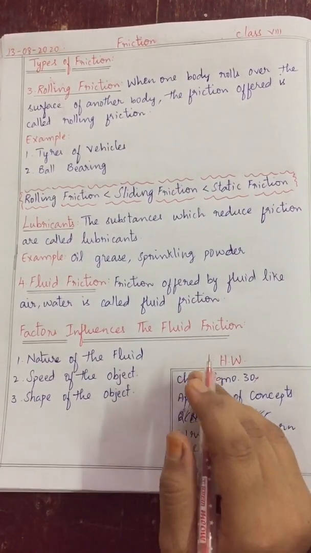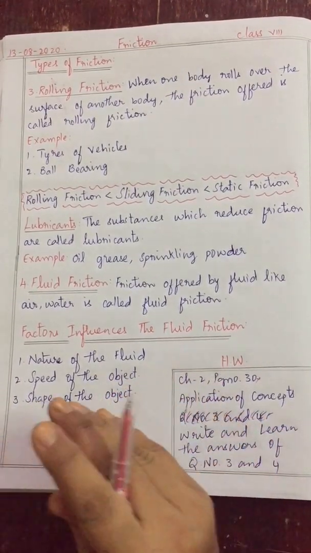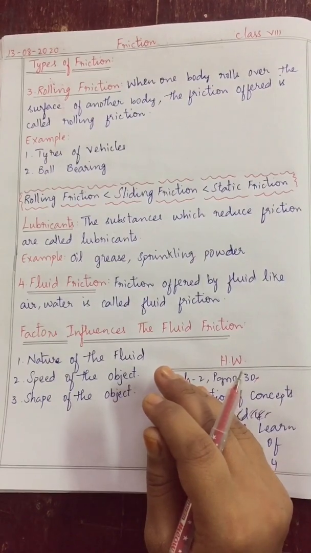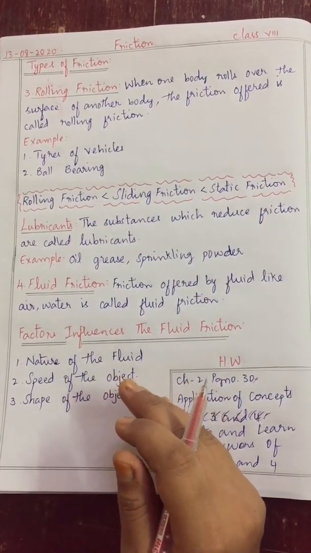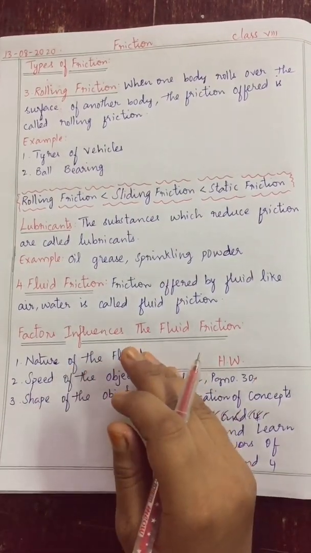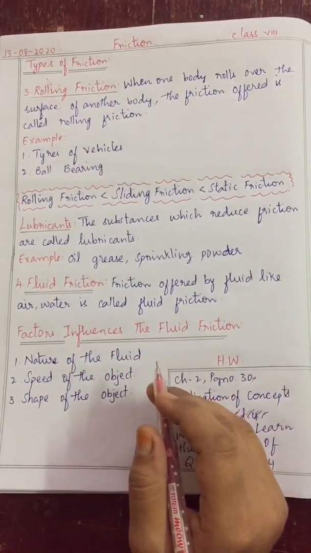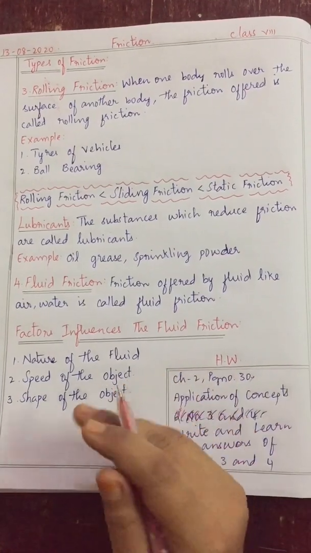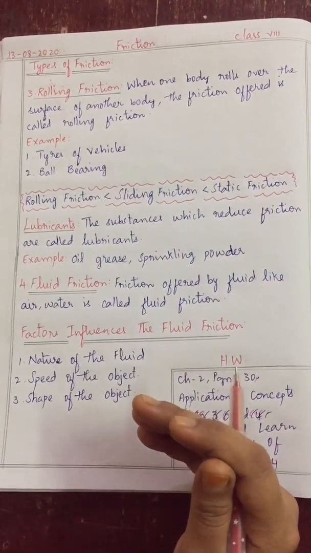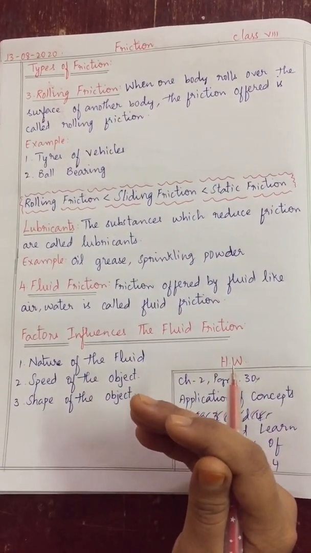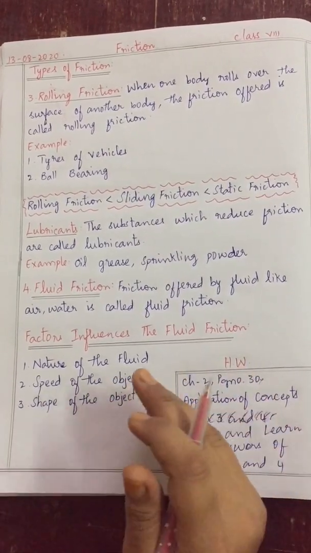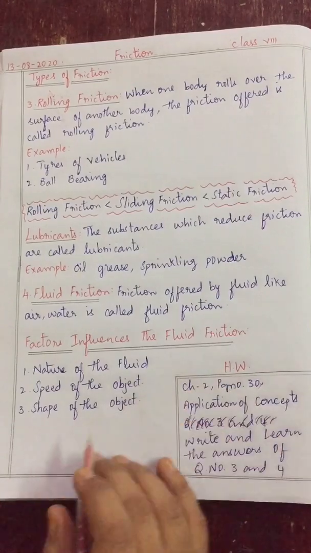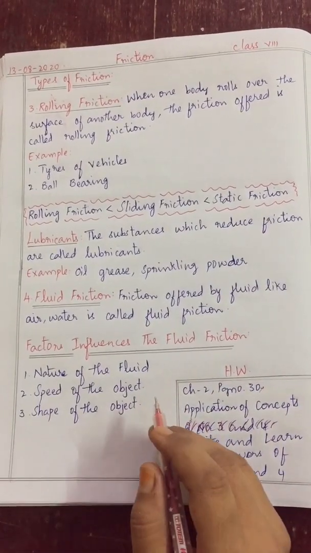Now the next thing is the speed of the object. Another factor is the speed with which the object is traveling. The higher the speed of the object moving through a fluid, the greater will be the friction force acting on it. For example, a vehicle traveling at 100 km per hour will face more drag of air as compared to a similar vehicle traveling at 50 km per hour. Am I clear, children? Now the next is the shape of the objects.